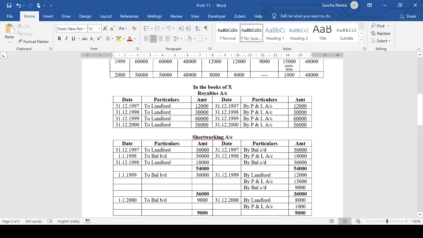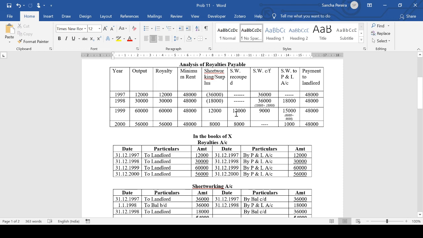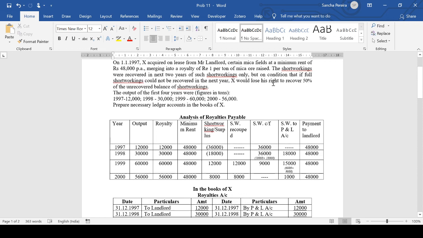So again, the difficulty in this problem was only in the statement. Okay, so you need to be a little careful because of that condition that we had of foregoing the right to recover 50% of the royalties.